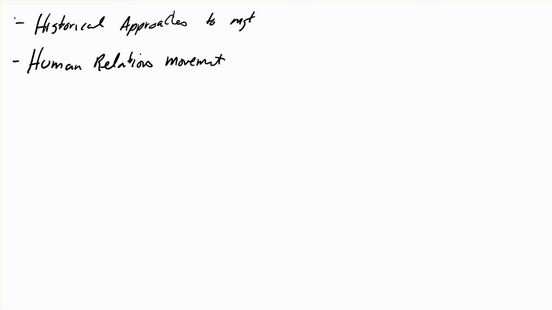All right, I'm going to go ahead and finish up our lecture talking about historical approaches to management as a field. So I mentioned that after the scientific management approach, which was at the end of the 19th century, start of the 20th century, there was a lot of backlash, and this backlash showed up in terms of the human relations movement.